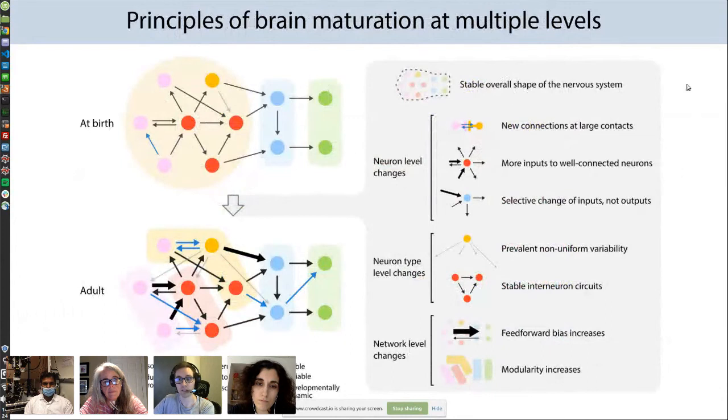At one level that applies to individual neurons in the brain, we've observed patterns of synaptic remodeling that alter the number and strength of individual connections. At a second level, we've observed synaptic remodeling that differs between cell types. And at a third level, we've observed network changes that altered the directionality of information flow and the segregation of information processing throughout the brain.